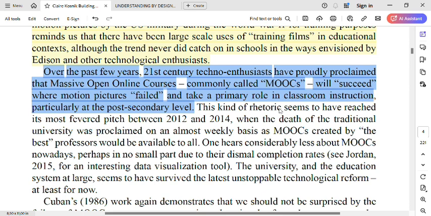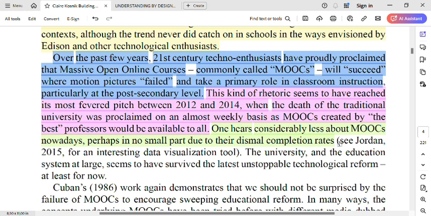Over the past few years, 21st century techno enthusiasts have proudly proclaimed that massive open online courses, commonly called MOOCs, will succeed where motion pictures failed and take a primary role in classroom instruction, particularly at the post-secondary level. This kind of rhetoric seems to have reached its most fevered pitch between 2012 and 2014, when the death of the traditional university was proclaimed on an almost weekly basis as MOOCs created by the best professors would be available to all. One hears considerably less about MOOCs nowadays, perhaps in no small part due to their dismal completion rates. See Jordan 2015 for an interesting data visualization tool.